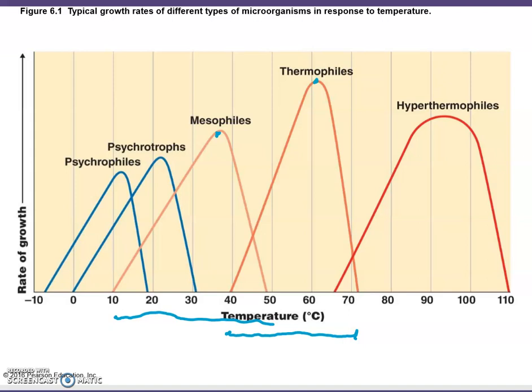And then the real hot lovers are the hyperthermophiles. They start growing around 65 degrees Celsius and go all the way up beyond boiling temperature. So these guys might survive an autoclave, which could be a problem, but luckily those hyperthermophiles, those are archaea and they don't make you sick.